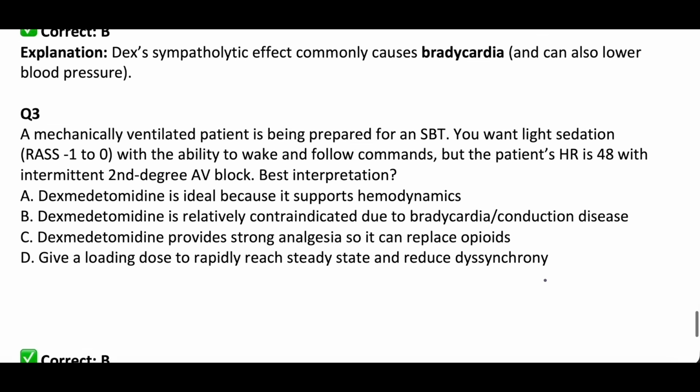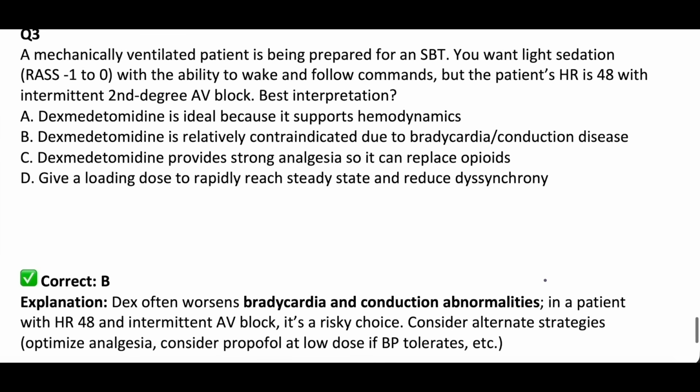Correct answer is B, dexmedetomidine often worsens bradycardia and conduction abnormalities. In a patient with a heart rate of 48 and intermittent AV block, it is a highly risky choice. Consider alternate strategies. And dexmedetomidine does not support hemodynamics. It does not provide strong analgesia, although it does provide some analgesia. And giving a loading dose in a patient who's already bradycardic, that's even riskier than starting it in general.